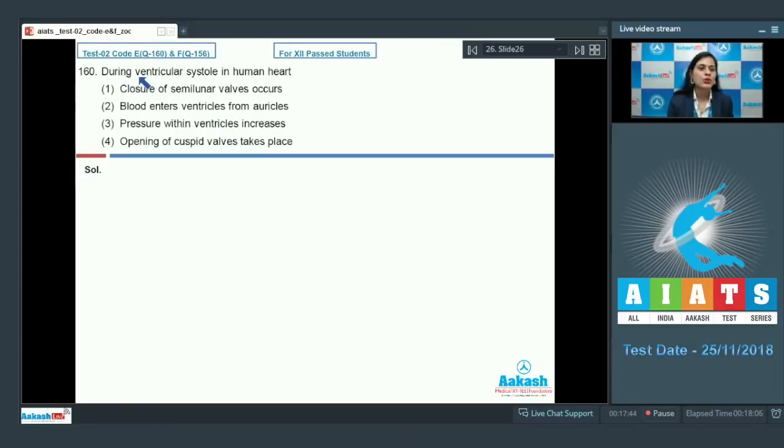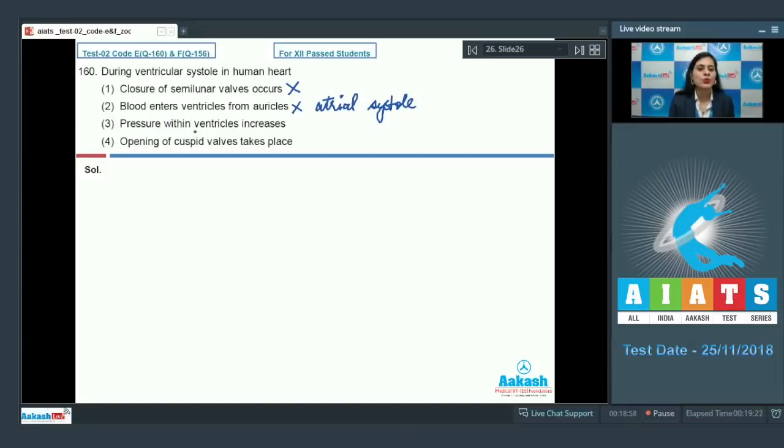Question number 160. During ventricular systole in human heart, first option is closure of semilunar valves occurs, and this is incorrect because it is the opening of semilunar valves which occurs during ventricular systole. Because during ventricular systole, when the ventricle is undergoing contraction, there is increase in the pressure within these ventricles. And when this pressure exceeds the pressure present in aorta, there is opening of semilunar valves present in the walls of aorta. The next option given is blood enters ventricles from auricles, and this is incorrect because blood enters ventricles from auricles during atrial systole and not during ventricular systole.